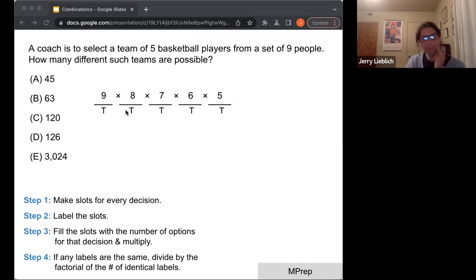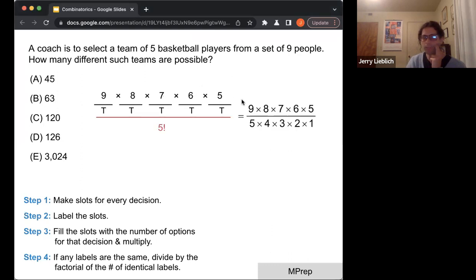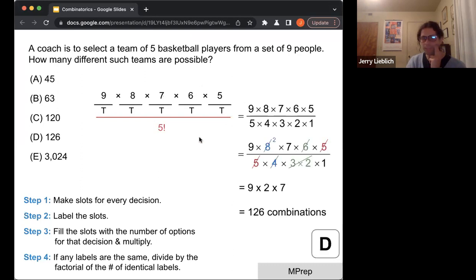But then I'm going to notice that these are all the same. They're all just team members. So I need to divide by the number of repeated slots factorial. I've got 5 team members, so I divide by 5 factorial. And then I'm going to do some cancellation, and I end up with 126 combinations. Happy to take any questions here as well.